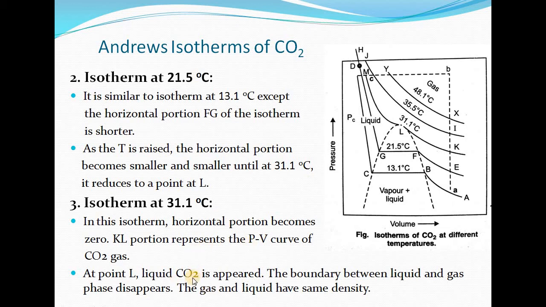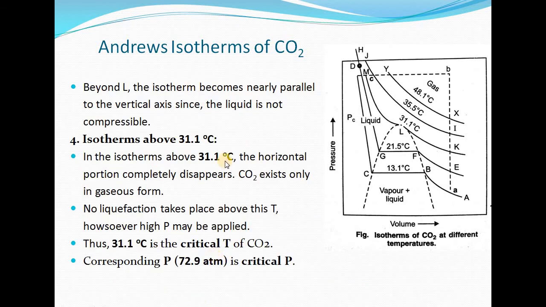At point L, liquid CO2 starts to appear. So beyond L, the isotherms become nearly parallel to the vertical axis. Again, the reason is the same, as liquids are very less compressible. That's why with increase in pressure, the decrease in volume is very small.